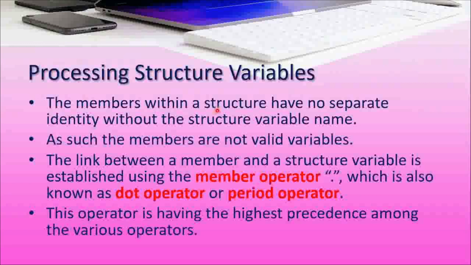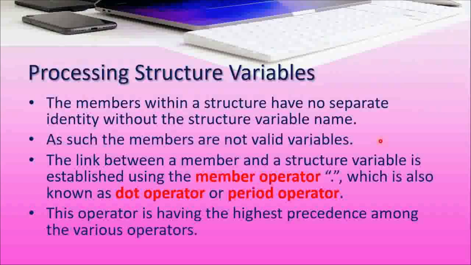Instead, if you are putting only title, you will not be able to access the title of book 1 or book 2, because it is an invalid variable. That variable will be valid only when we use it along with the name of the structure type variables. As such, the members are not valid variables. That is, all these 4 members, serial number, title, author and price.